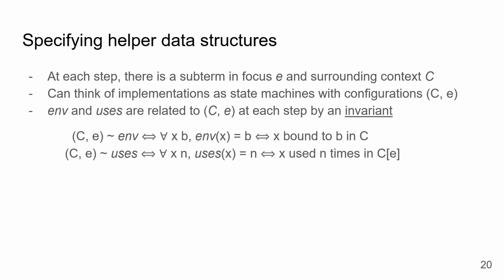From this perspective, data structures like env and uses maintain invariants which relate their values to these machine configurations at each step. For example, the invariant on env is that every key value pair (x, b) corresponds to the variable name x being bound to Boolean literal b in the surrounding context c, and the invariant on uses is that every key value pair (x, n) corresponds to the variable x being used n times in c applied to e, that is, the entire term being optimized.